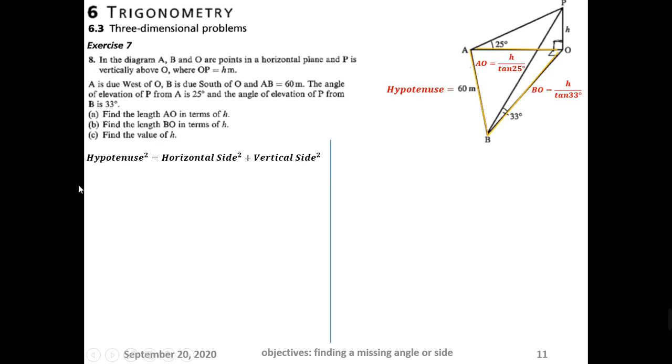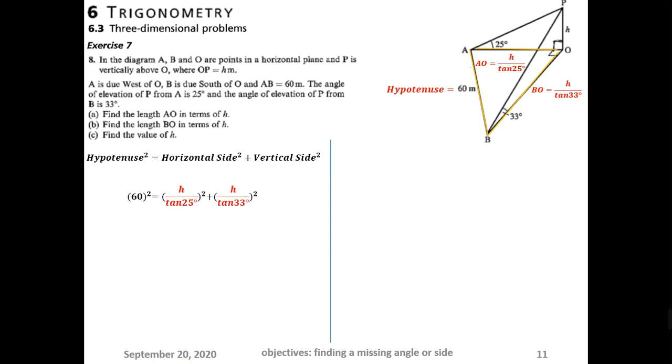The hypotenuse is 60, so here it's going to be 60 to the power of 2. If we assume that the horizontal is AO, so AO is h over tan of 25 all to the power of 2, plus the vertical side is BO squared. So BO is equal to h over tan of 33 all to the power of 2. So 60 to the power of 2 is equal to h over tan of 25 to the power of 2 plus h over tan of 33 to the power of 2.